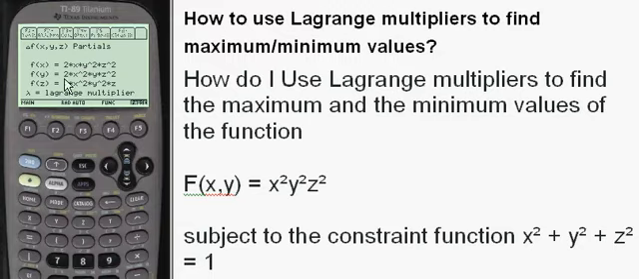Now fy would have x squared kept, and then we have 2 times y, and of course the calculator brings the 2 out in front when you multiply terms together. And then we have the z squared. Same thing with z here. It's 2 times z, and then we keep the x squared and the y squared together, okay?